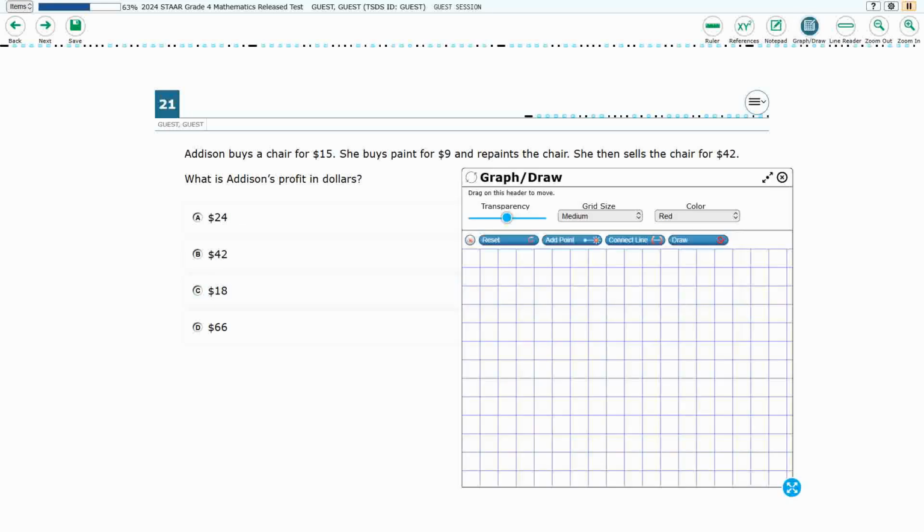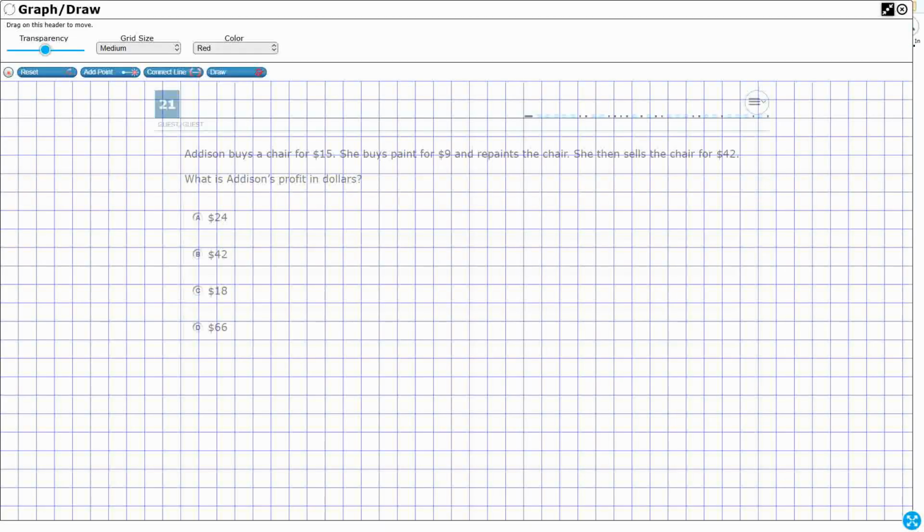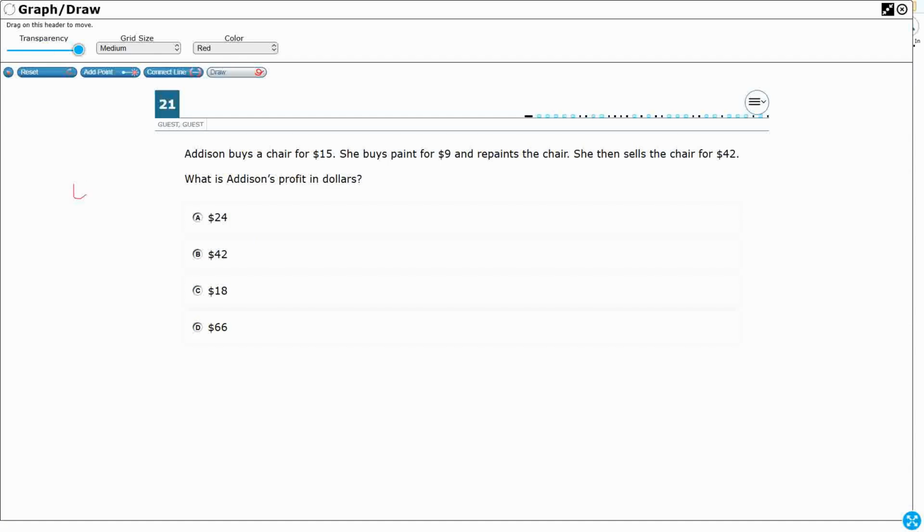For number 21, we are calculating profit. This is standard 4.10b. And so we've got this story situation here with Addison buying a chair for $15. She buys paint for $9 and then repaints it. And she sells the chair for $42. What is her profit? Well, we need to know what this means. So profit, right, is the money made, but it's after accounting for expenses.